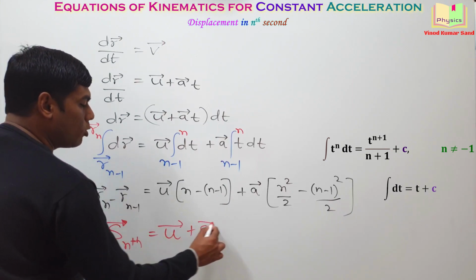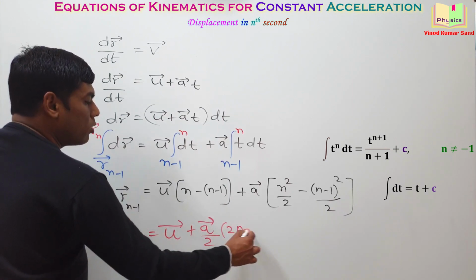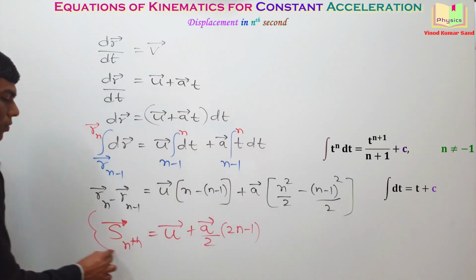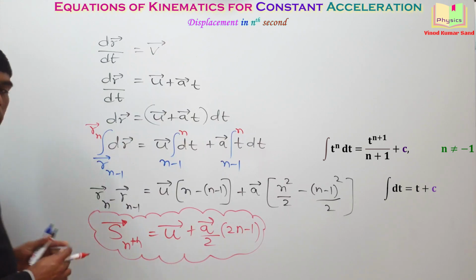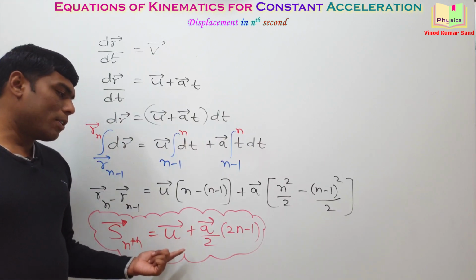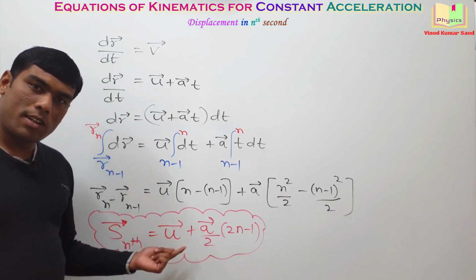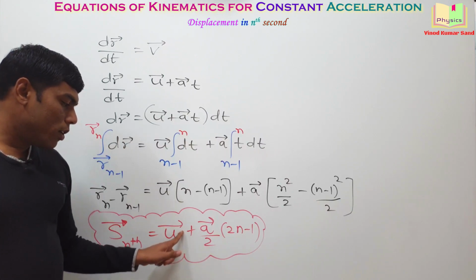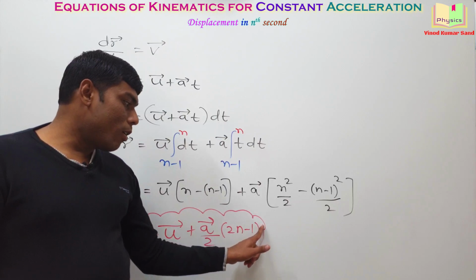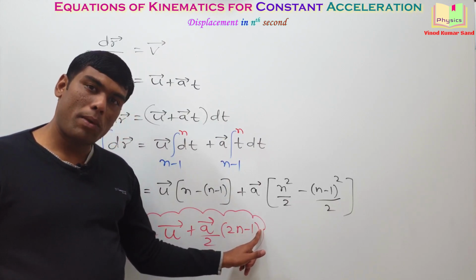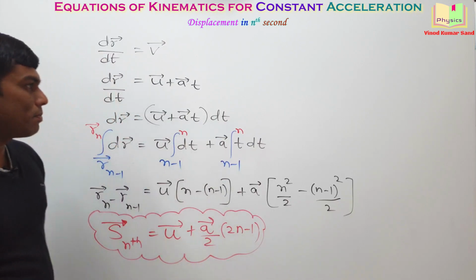It will come out to be u plus a by 2, 2n minus 1. And this equation is dimensionally correct. Just for the sake of simplicity of the calculations, we represent it in this manner. With the u, here 1 second is actually multiplied, as well as here also 1 second is multiplied. I am not showing that here.